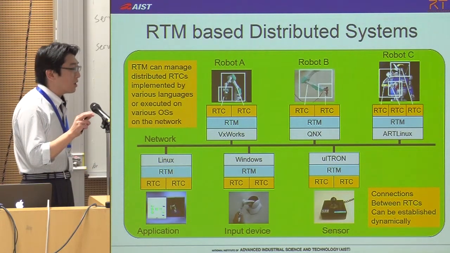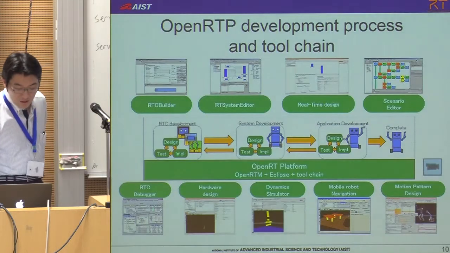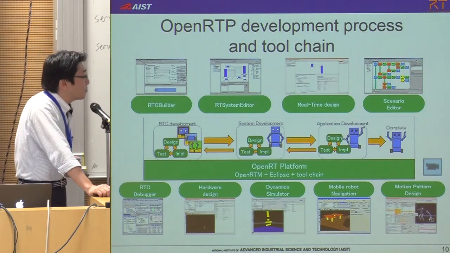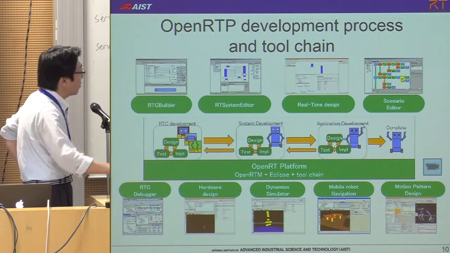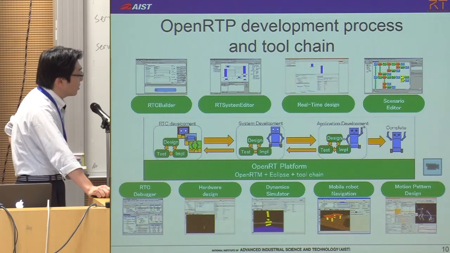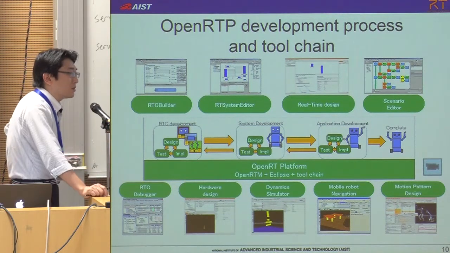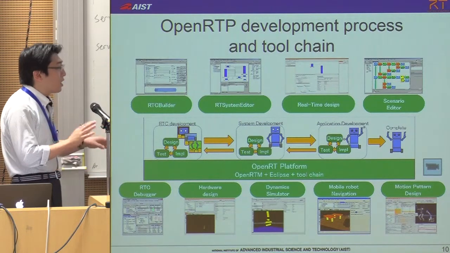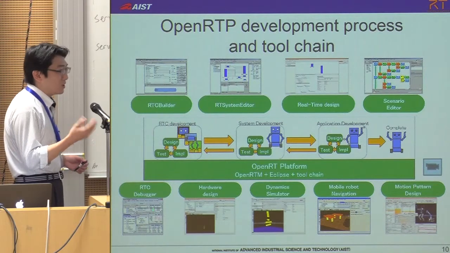And of course, components written in different languages can communicate with each other. We also provide some tools to develop components, systems, or simulators, and so on, like this. We call it Open Robot Technology Platform, OpenRTP. So we provide this kind of tool. And also we provide a command line tool, RT Shell, so you can develop and operate an RT middleware-based system with GUI and CUI.